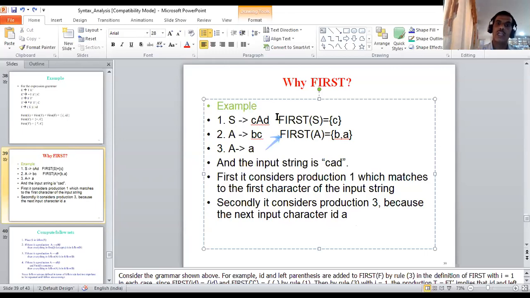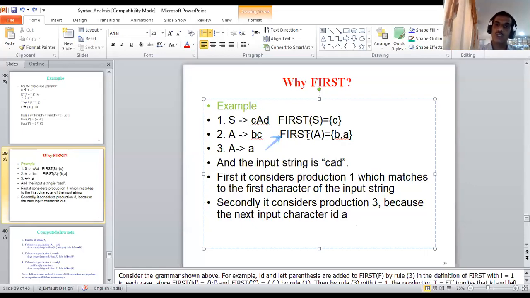Now my next production is what? A. Fine. Now my question is, my input is CAD. Understood? Now, which is the next input symbol I have? A. You already read C. Which is the next input symbol? A. Now you are looking ahead. When you get A, now you are in a position to decide which production I'm supposed to use.